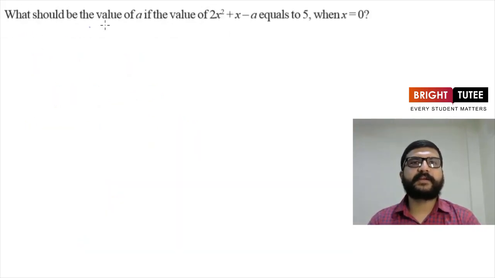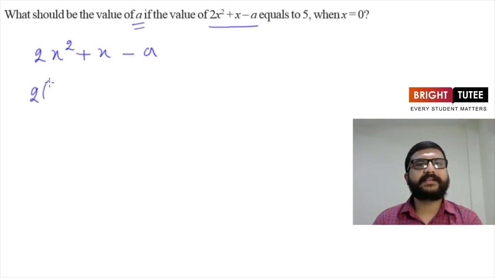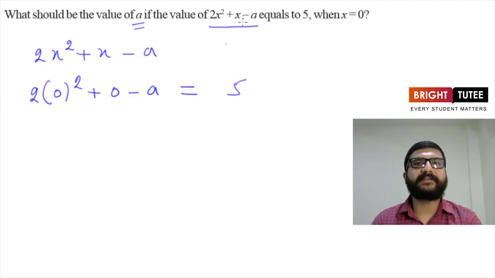Now the next question is, what should be the value of a if the value of 2x square plus x minus a equals to 5 when x is equal to 0. So what we are having here, the value of this expression 2x square plus x minus a, it is equal to 5 when we put x equal to 0 here. We have to find the value of a. So let's put x equal to 0 here. So we will get 2 into 0 square plus 0 minus a. Now this will be equal to 5, as it is given that value of this expression is equal to 5 when x is equal to 0.